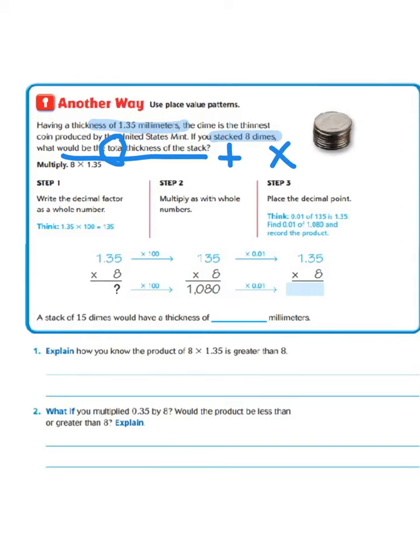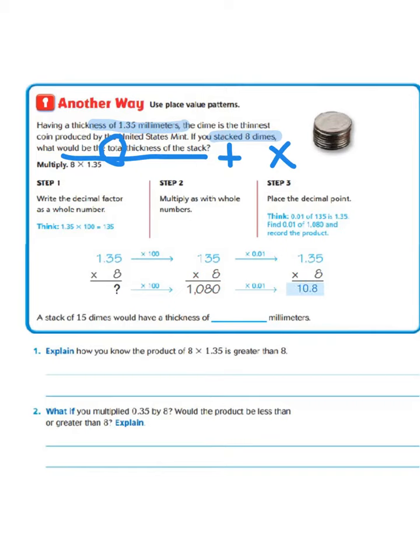Now, in order to help us find our answer, we have to go back the opposite way. Where we multiplied by 100, now we're going to have to multiply by one hundredth. So we're multiplying by 0.01. So we are taking it back 2 places to the left. If we look at our whole number of 1,080 and we multiply that by one hundredth, we are going to be moving our decimal place 2 places to the left.